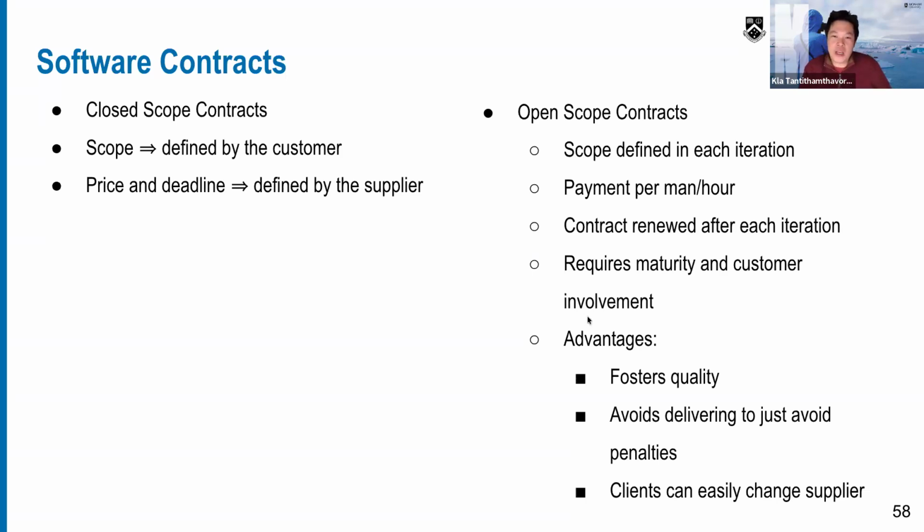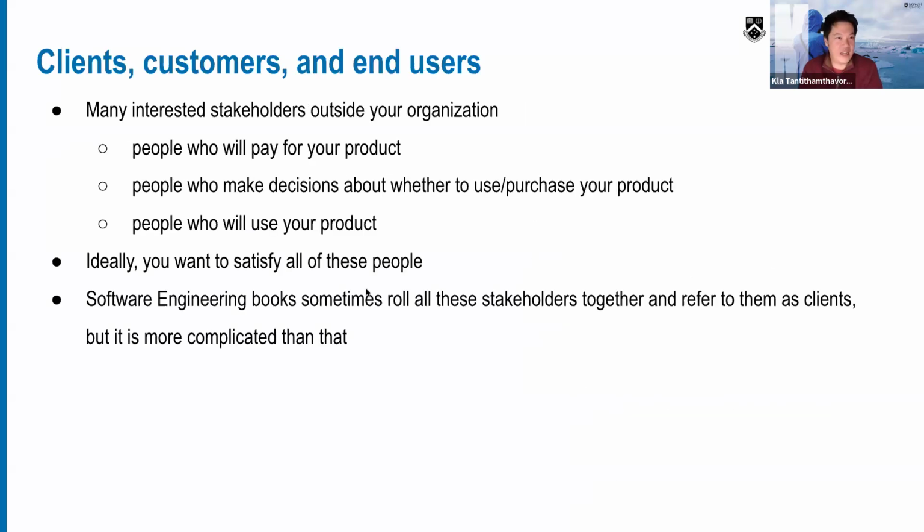Okay, and with the open scope, it means that we don't need to have a strict agreement. So the client can easily change the supplier from time to time as well. Okay, yeah.